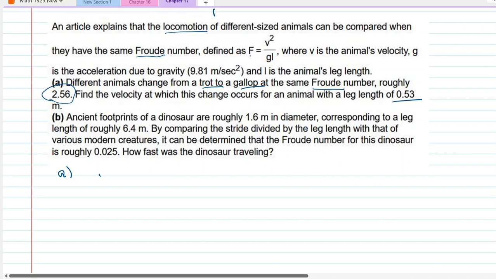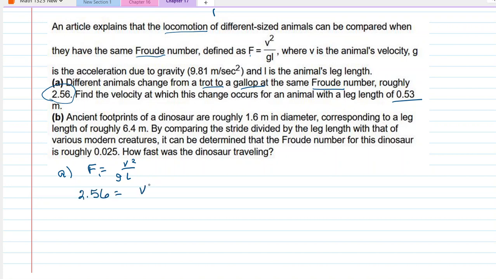So we have F equals velocity squared over gravity times the leg length. This number was given to us. And the gravity in meters is 9.81. And the leg was 53 hundredths meter. So now we're going to cross multiply and get the 256 times 9.81 times 0.53, which has to equal velocity squared.